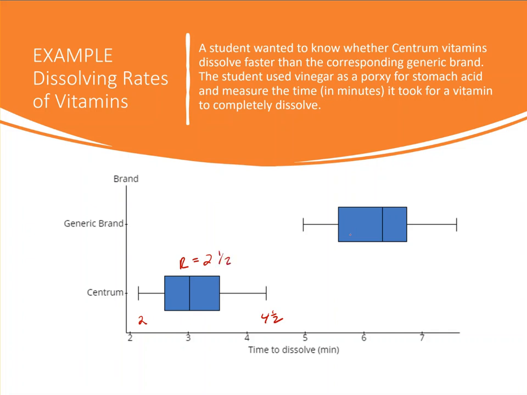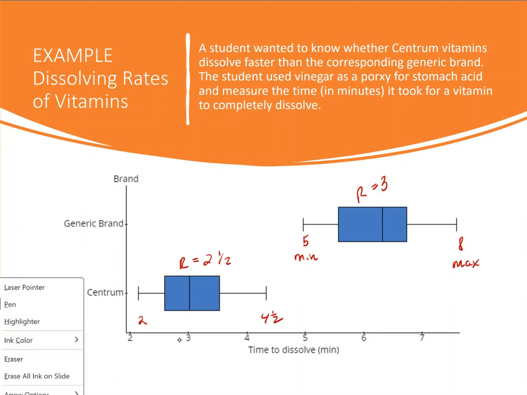Let's look at the generic brand. The generic brand looks like it's going from somewhere around 5 to, I'll call it maybe 8. So the range on this one looks like it is 3. So just looking at min versus max values, I get an idea of the overall range of the data. Another indicator of dispersion has to do with the interquartile range. And remember that the interquartile range is our Q1 to Q3.